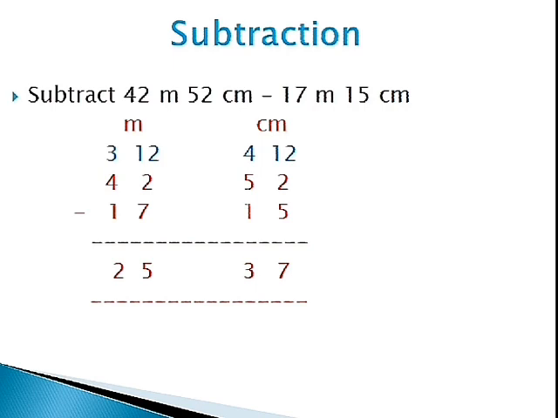Can you subtract 7 from 2? No, we can't subtract. For that, what should we do? We have to borrow. So 4 minus 1, 3. Here 12. 12 minus 7 is equal to 5. 3 minus 1 is equal to 2. So the answer is 25 meter 37 centimeter.